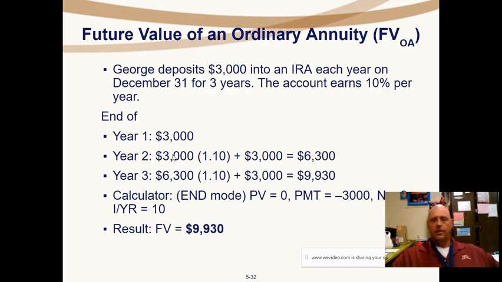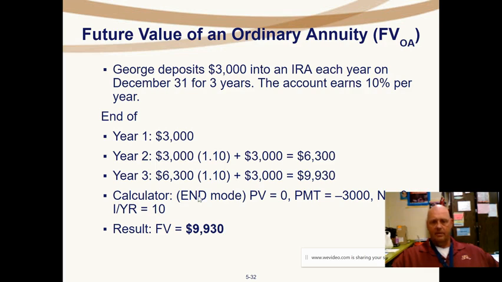The first $3,000 made 300 bucks in interest: 3,000 original deposit, 300 in interest, plus another $3,000. So at the end of year 2, he's sitting at a balance of 6,300. Year 3, take the 6,300, have that grow at 10%, and add another 3,000 at the end of year 3. We're at 9,930.